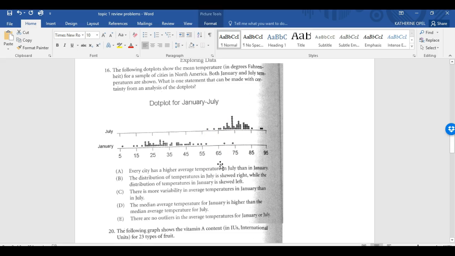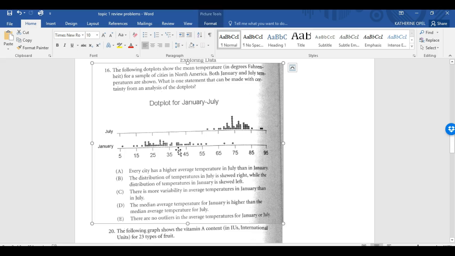B, the distribution of temperatures in July is skewed right. Well, the distribution of temperatures in January is skewed left. The distribution of temperatures in July is skewed right. That looks pretty symmetric to me. The distribution of temperatures in January is skewed right. Again, if anything, this is maybe a little skewed right, but again, I'd say that's pretty symmetric.